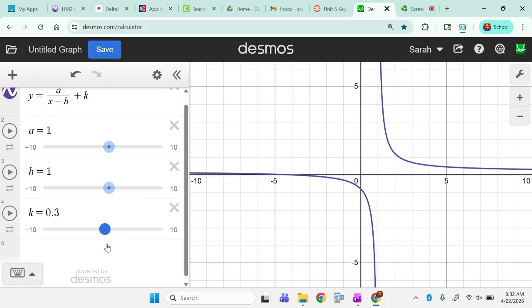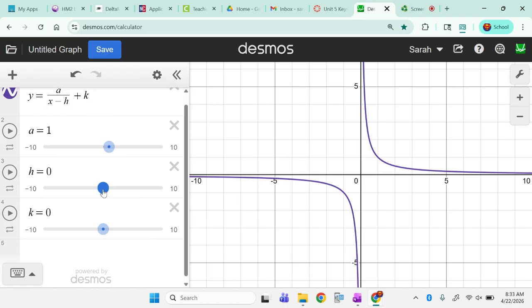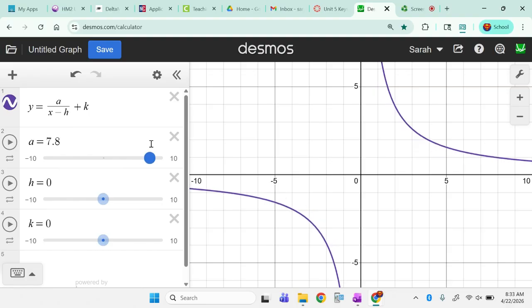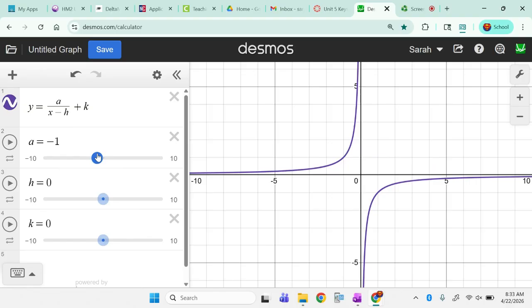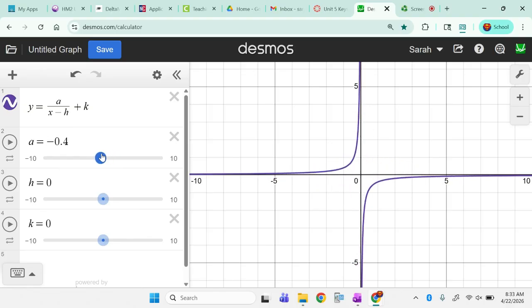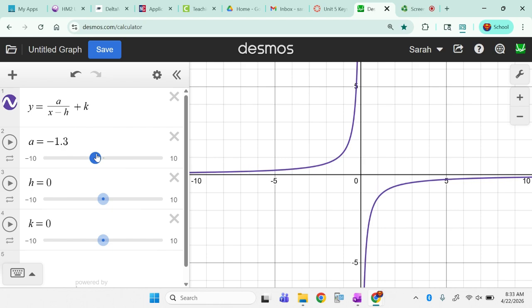Actually, let's make k 0. And h is 0. So that's the parent function. Now, if I move the a value, look at what happens. As it gets bigger, it gets farther away from the asymptotes. As it gets smaller, it gets closer to the asymptotes until it turns negative, and then it flips.